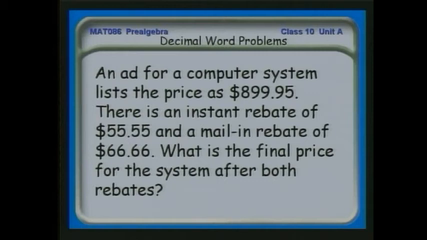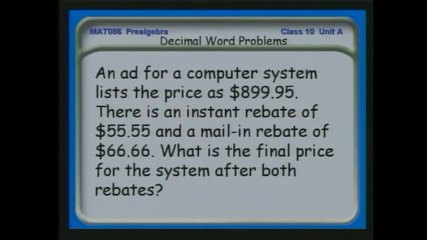Let's look at another one similar, again involving money. When you're dealing with the decimal system, money always comes to the forefront because, of course, our money is based on the decimal system. Let's take a look at this problem. And this is fairly common.